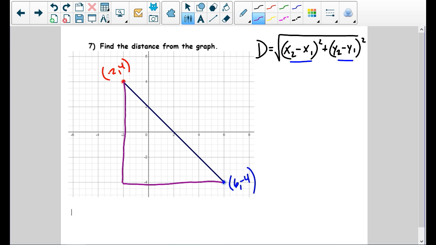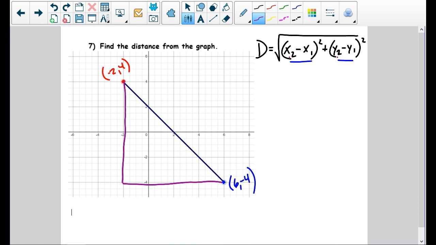Does the second x have to come before the first x? No. As long as these two are in the same spot. So it could be the other one. You can flip, yeah. Alright. Okay. As long as the same point is in the front or the back.